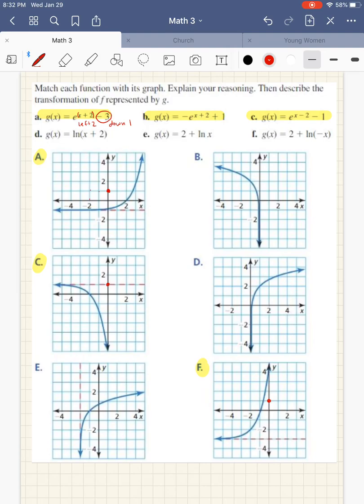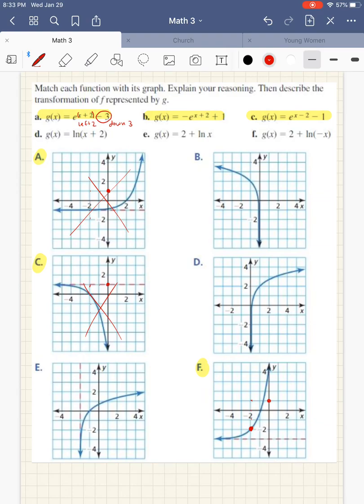So let's see. Left 2, down 1. That means there would be a point here. There's not. So I don't think that this one's A. What about this one? Left 2, down 1. So it could possibly be this one. And let's look at this one. Left 2, down. Oh, what am I thinking? 3. Okay, back up. This would not be down 1, it would be down 3. Okay, let's go back and try that again. So it'd go left 2, down 3. Okay, so that still can't be it. That's from here. Left 2, down 3, still can't be it. And this one, left 2, down 3.